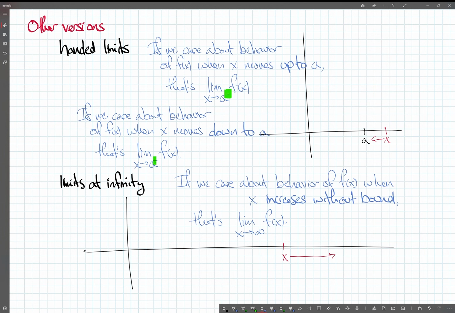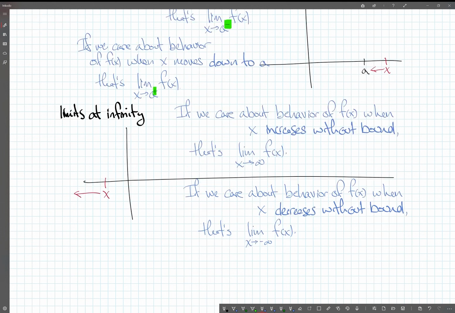Maybe your function f is doing something. That description of what f is doing, that's the limit as x goes to infinity of f. We can also ask the question, what happens as x decreases without bound? That is, as x goes all the way to the left and just keeps going to the left. That's called the limit as x goes to minus infinity of f of x.